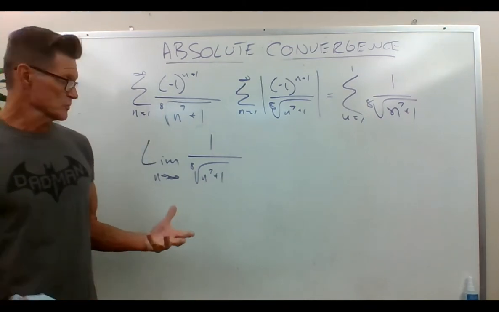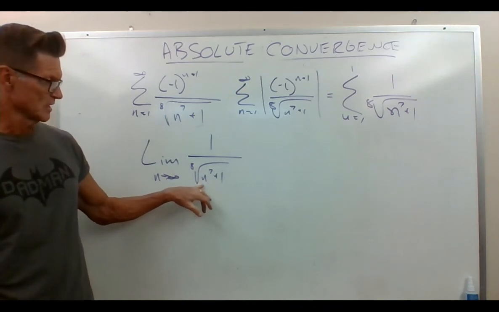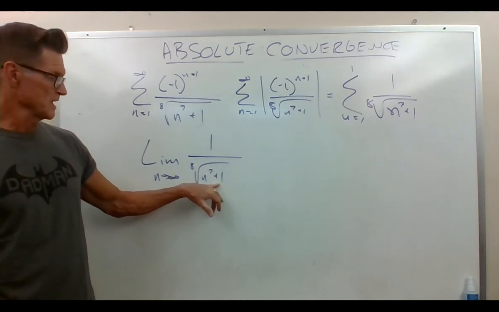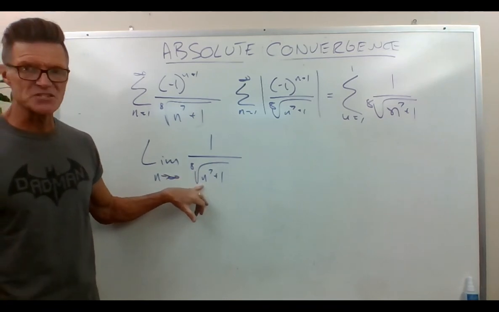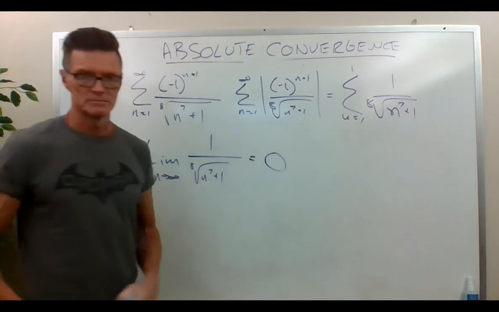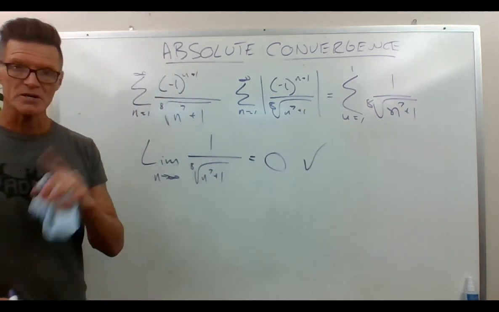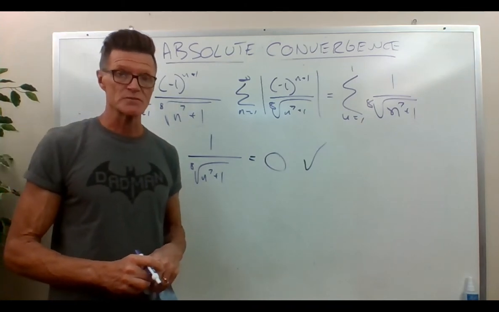You can do the algebra, but I like to do this intuitively. As n is getting infinitely large, infinity plus 1 is infinity. The 8th root of infinity is infinity. 1 divided by infinity is 0. So check. Passes that part of the alternating series test for convergence.